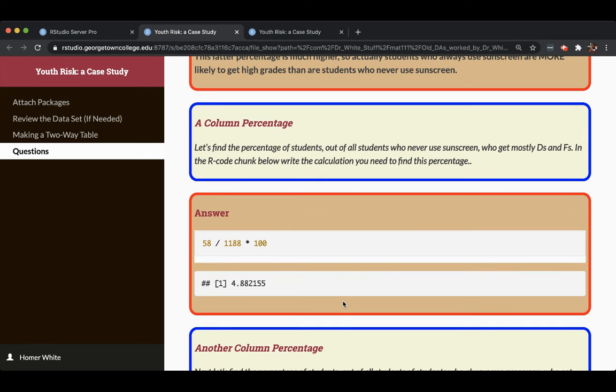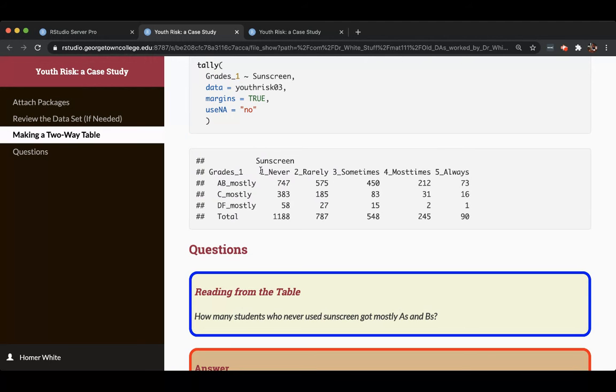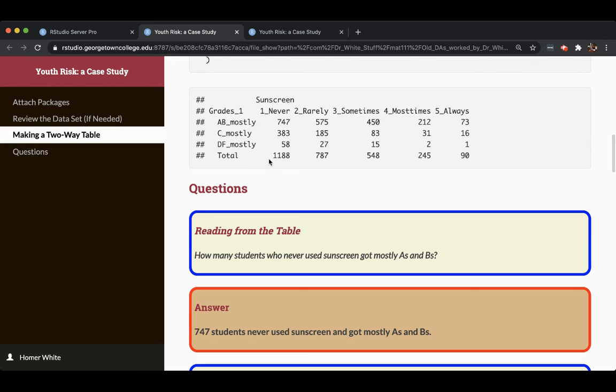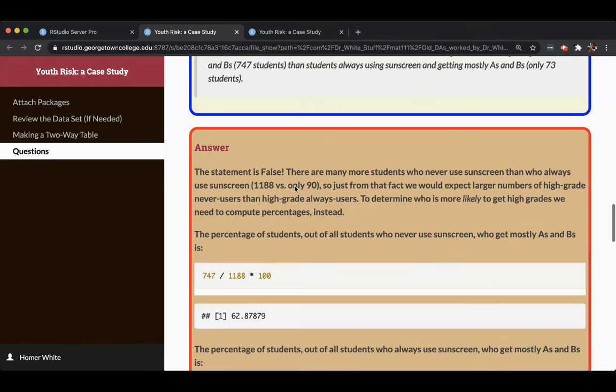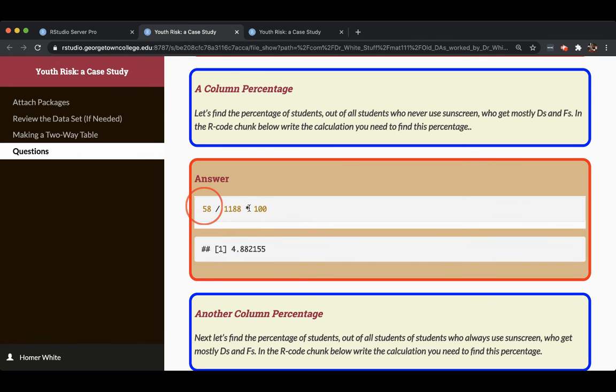Here's another percentage for you to compute. Find the percentage of students out of all students who never use sunscreen who get mostly D's and F's. So looking up here, out of those who never use sunscreen, how many get mostly D's and F's? That's 58. And the total is 1188. So if you were to divide 58 by 1188 and multiply by 100 to make it a percent, then you get about 4.88%. So about 5% of students who never use sunscreen get mostly D's and F's.